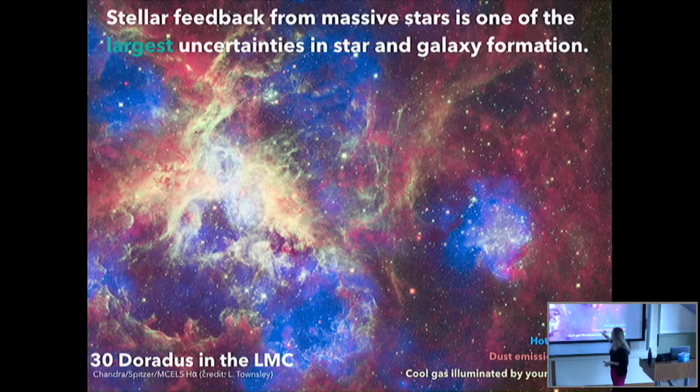My favorite example to show is 30 Doradus in the LMC. It's our closest example to a starburst star cluster, or a super star cluster, in the local universe. The nice thing is that when you take a composite image of 30 Doradus, like shown here, you can see how the different modes of feedback actually affect the gas that surrounds these young clusters.